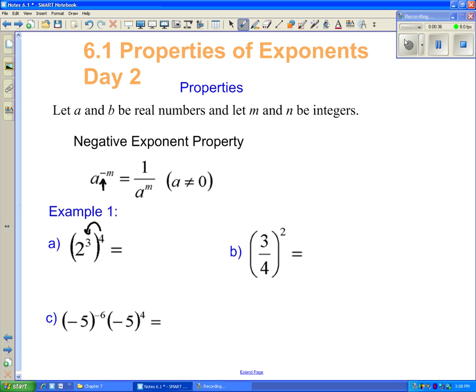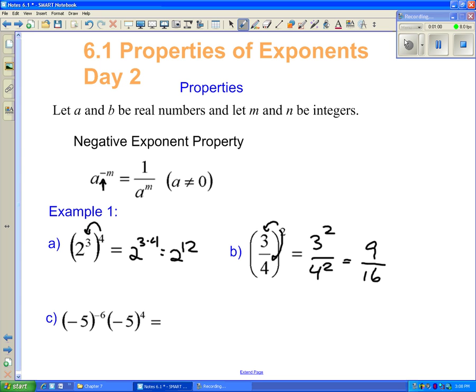Here, if I have power to a power, this is 2 to the 3 times 4, which is 2 to the 12th. Here, again, I can distribute that 2. This is 3 to the 2nd over 4 to the 2nd. So that's 9 over 16.